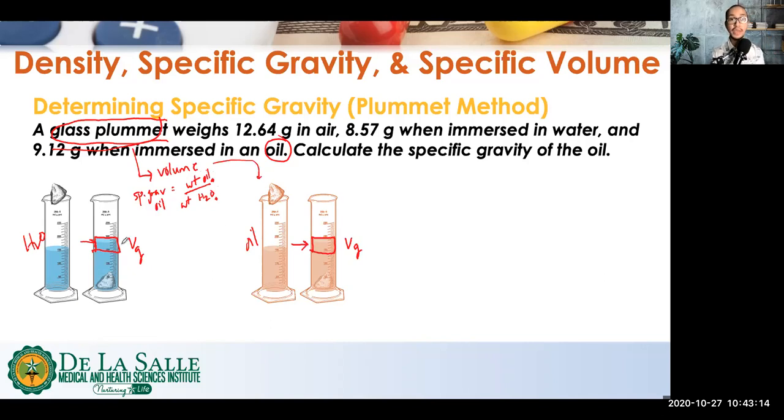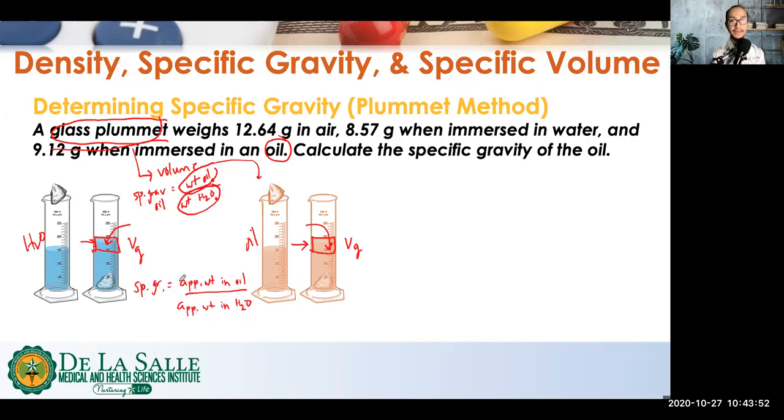Okay? So, if we will know the weight of the displaced water and we will know the weight of the displaced oil, we will know these values. Yan. So, basically, yun lang sinasabi niya sa atin. So, in the displacement method, we can determine the specific gravity of the liquid as the apparent loss in weight of the glass plummet in oil divided by the apparent loss in weight of the glass plummet in water. So, yan yung magiging bagong formula natin.